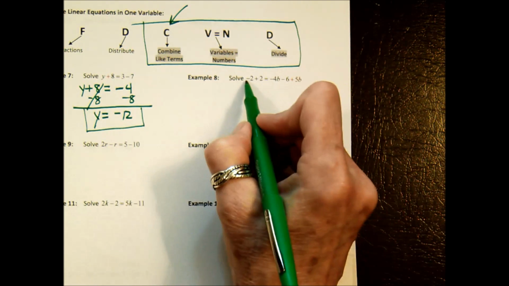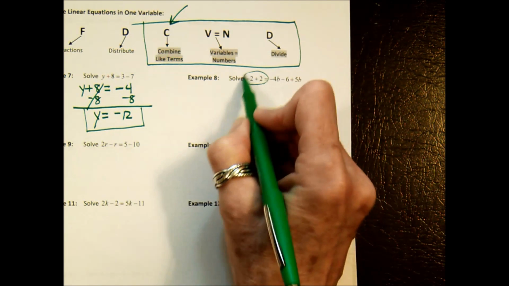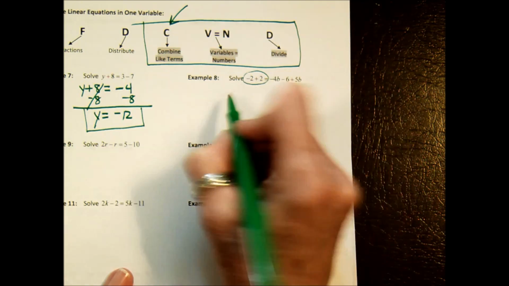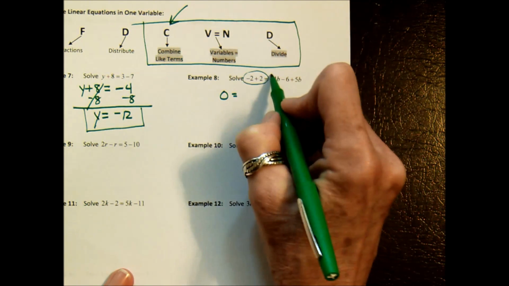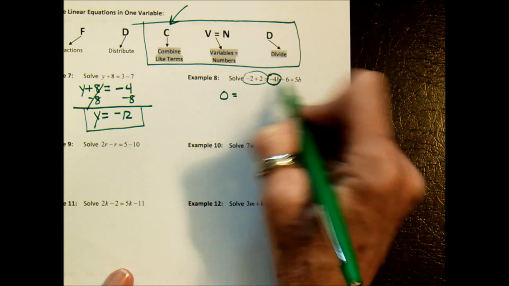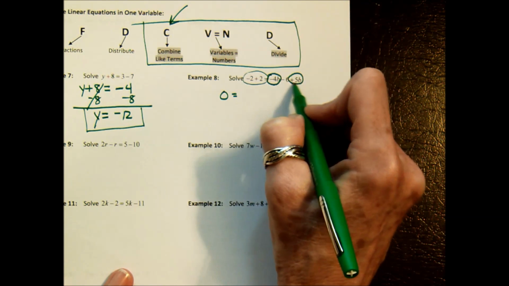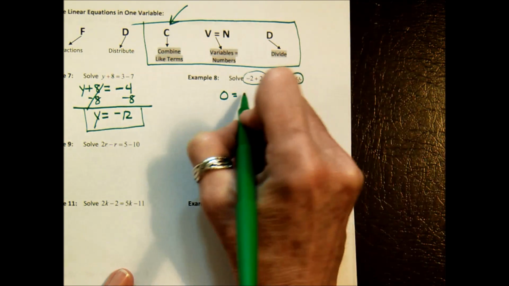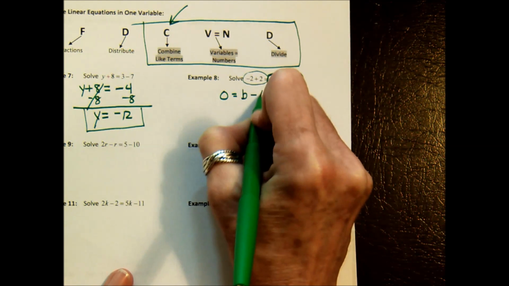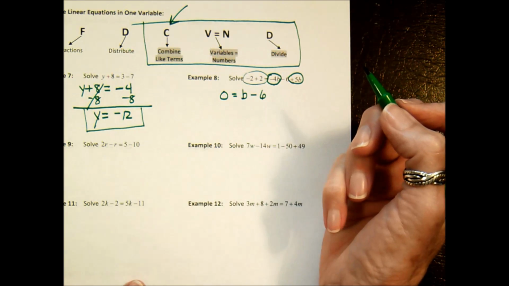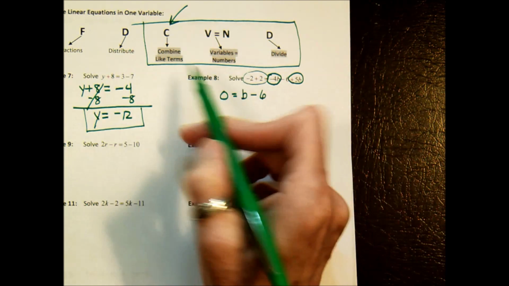We have like terms on the left-hand side. -2 and +2 makes 0. On the other side, I have a -4b and a +5b. That makes a +1b. And then I still have a -6 right there. So I combined my like terms.